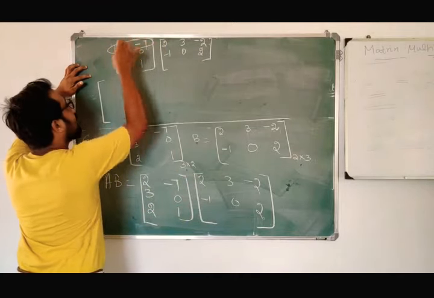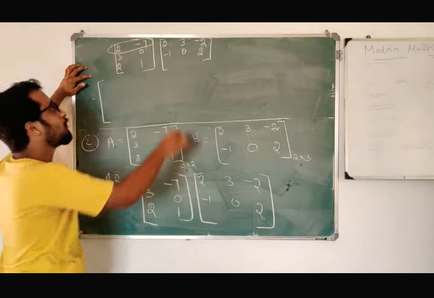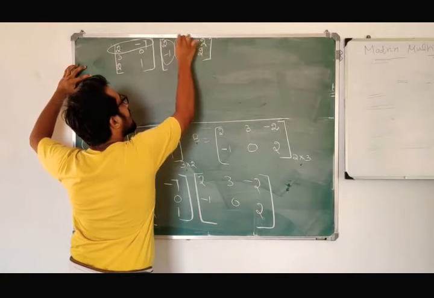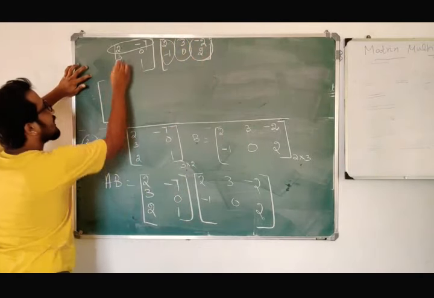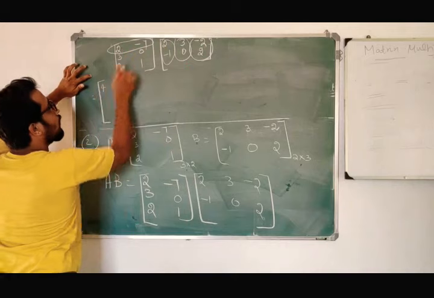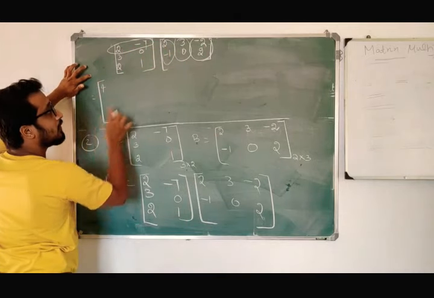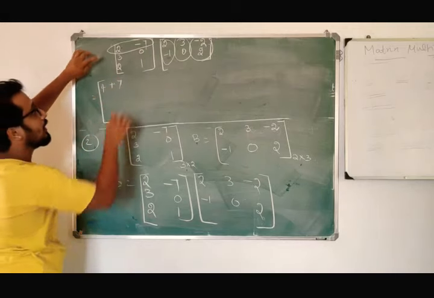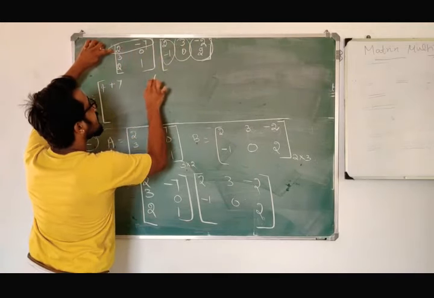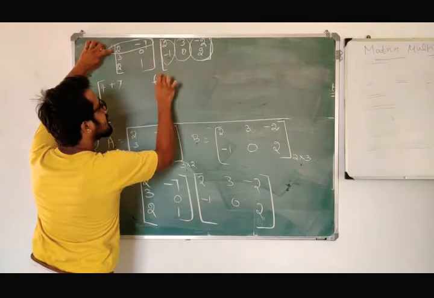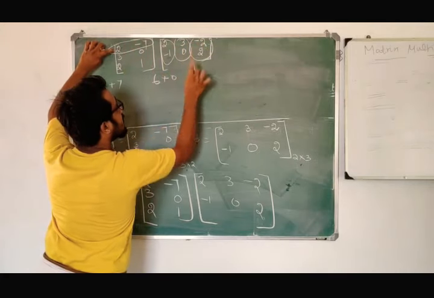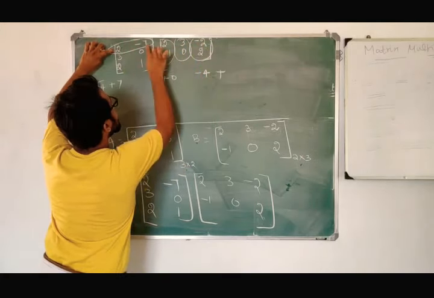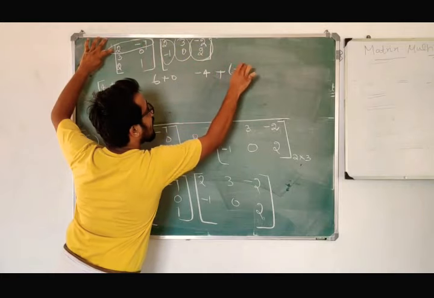The entire first row of the first matrix I have to multiply with each column of the second matrix. That is 2 into 2 is 4, minus 7 into 1, minus 7 into minus 1, that is 7. Now 2 into 3 is 6, minus 7 into 0 is 0. 2 into minus 2 is minus 4, plus minus 7 into 2 is minus 14.